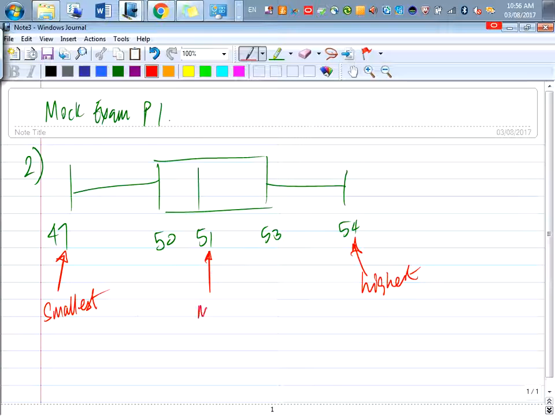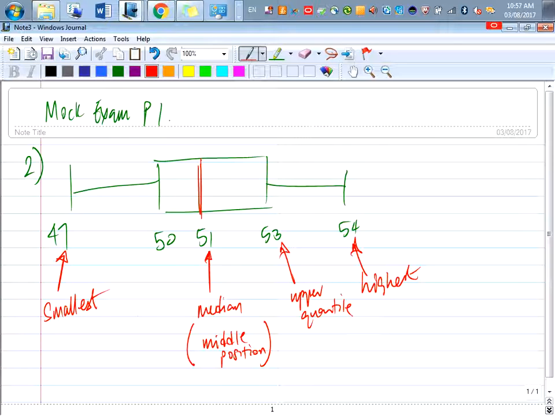What is this? Median. And we know that this is the middle position, right? But 51 is the median value. The position is indicated by this line. What about this one? 53 is the upper quartile. What does your upper quartile tell you? 3/4 of the entire thing, which tells me that this is 75%. So how much is this? 25%.